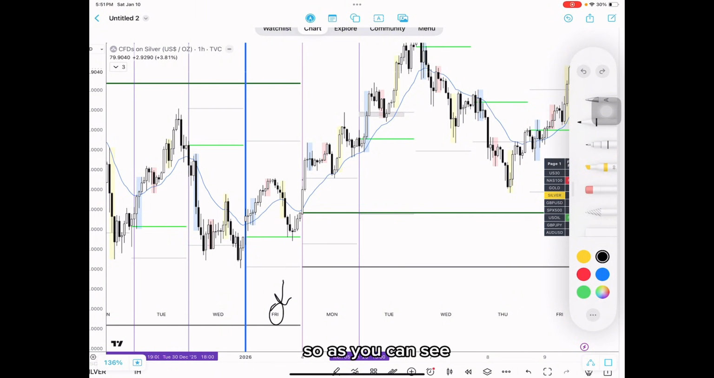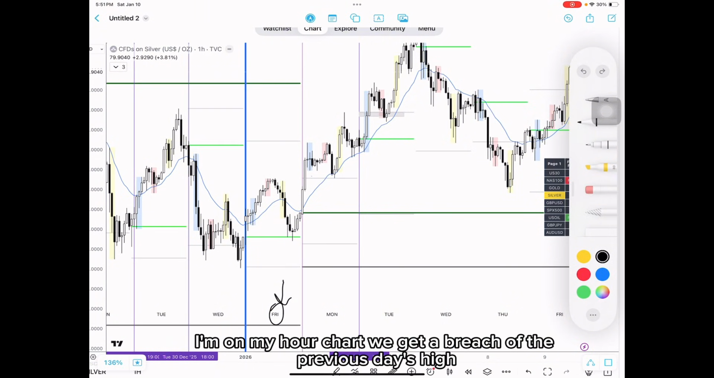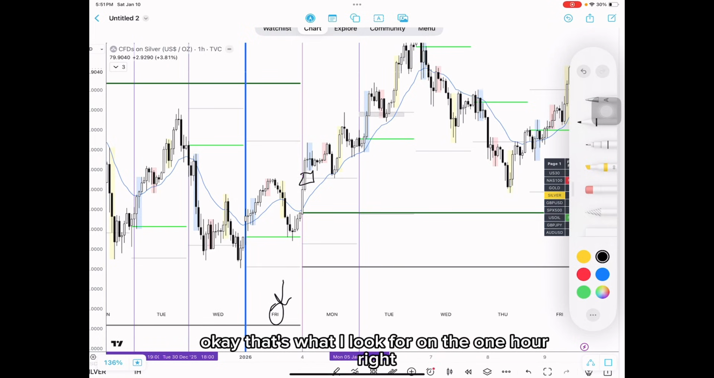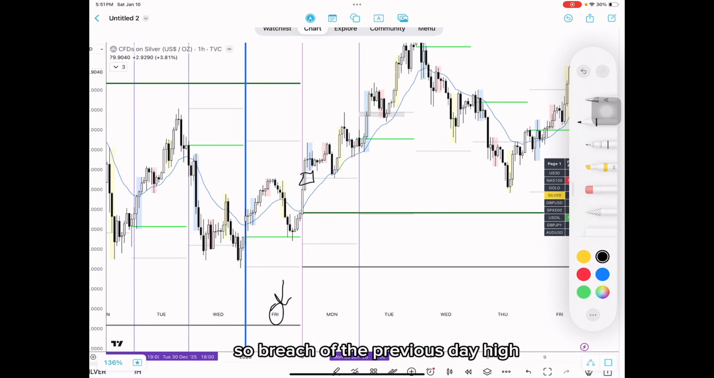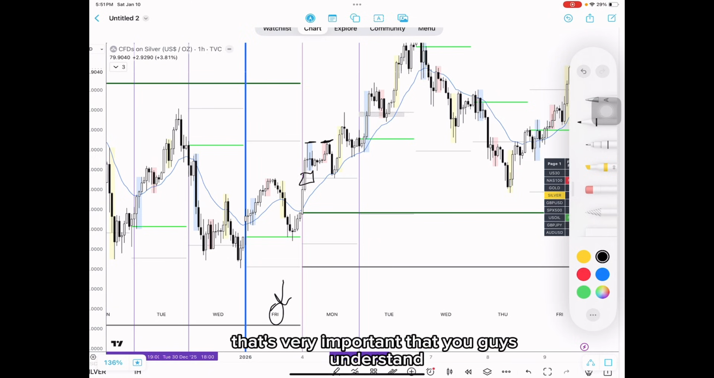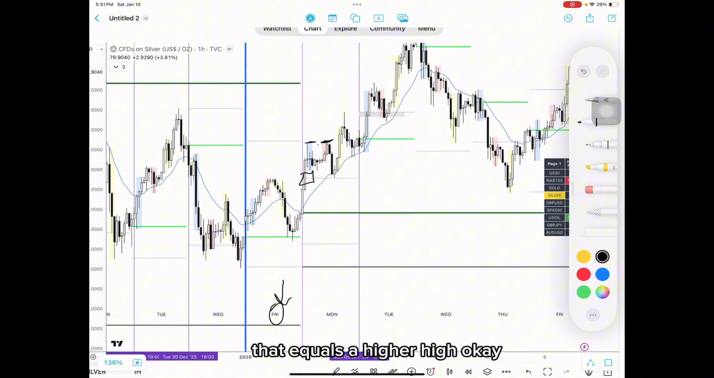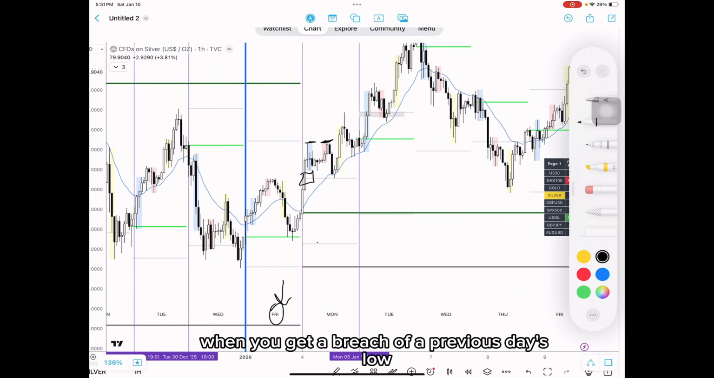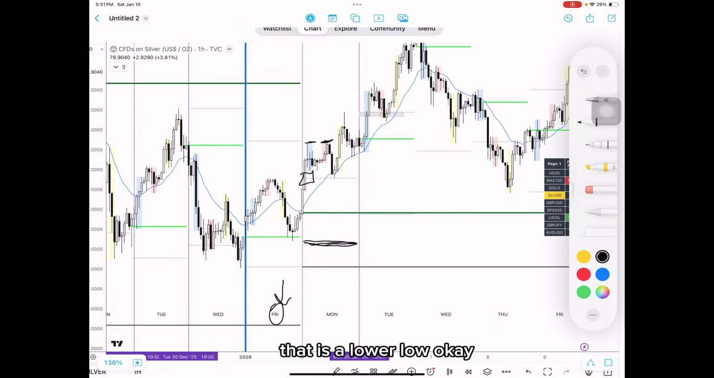So as you can see, I'm on my hour chart. We get a breach of the previous day's high. Okay, that's what I look for on the 1 hour, right? So breach of the previous day high, higher high equals dump, coil, and pump. Okay, so that's very important that you guys understand that. When you get a breach of a previous day's high, that equals a higher high. When you get a breach of a previous day's low, that is a lower low. Okay, so just be mindful of that.